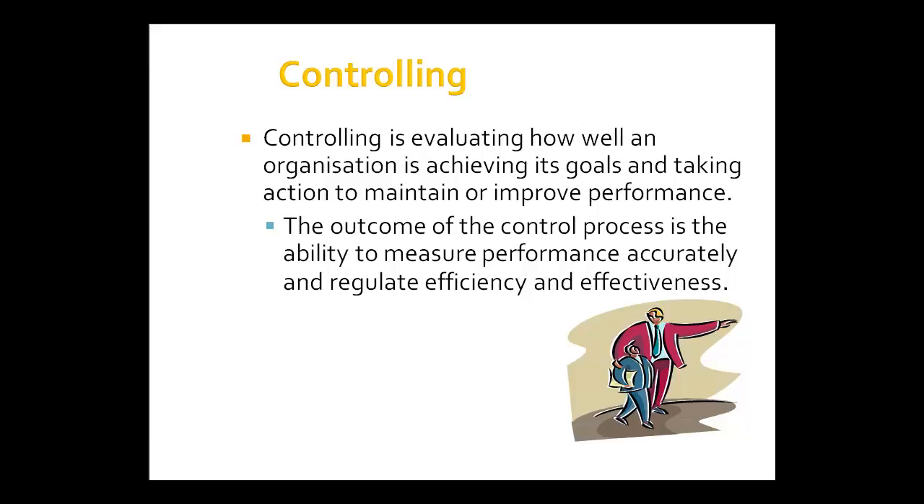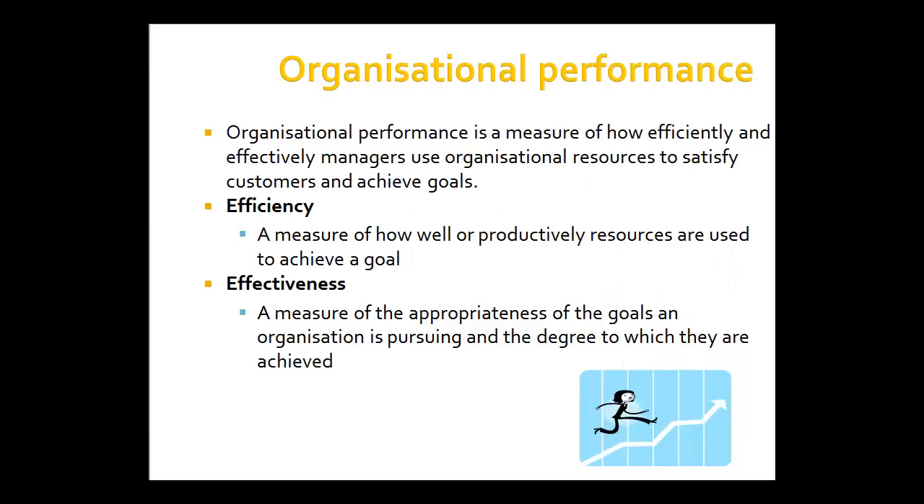Moving on to the concept of efficiency and effectiveness. This is important as organizational performance is related to efficiency and effectiveness. Simply put, a firm's performance is a measure of how efficient and effective managers use organizational resources to achieve goals. Efficiency refers to the amount of resources like raw material or money used to achieve a goal. Meanwhile, effectiveness is the degree to which the organization achieves a stated objective or goal.